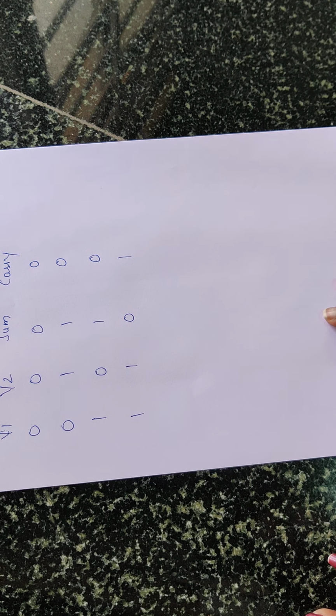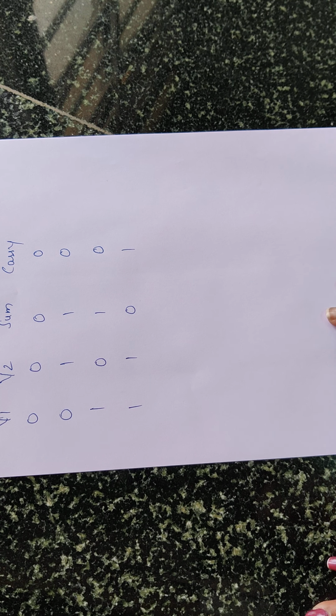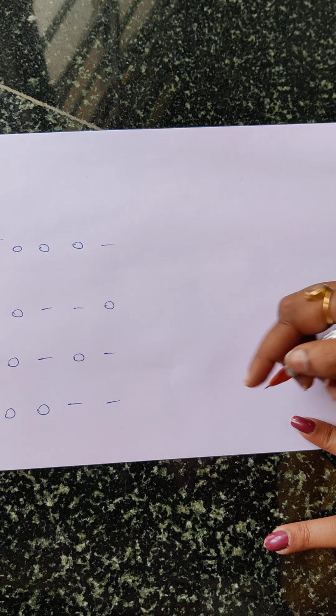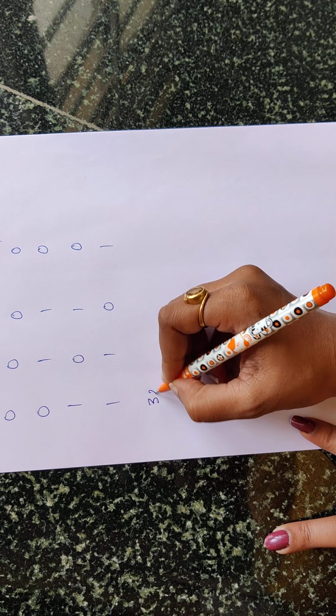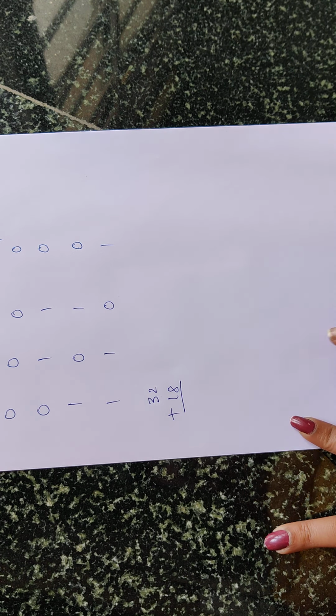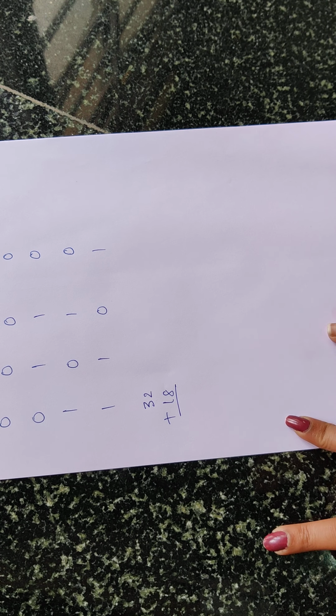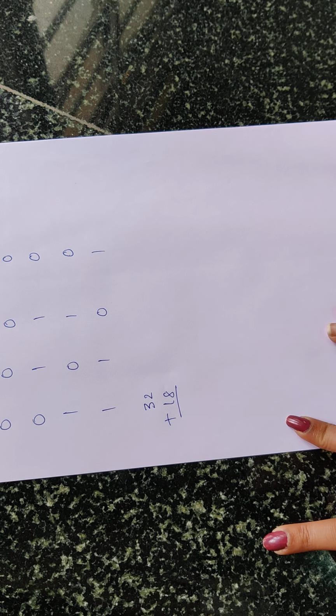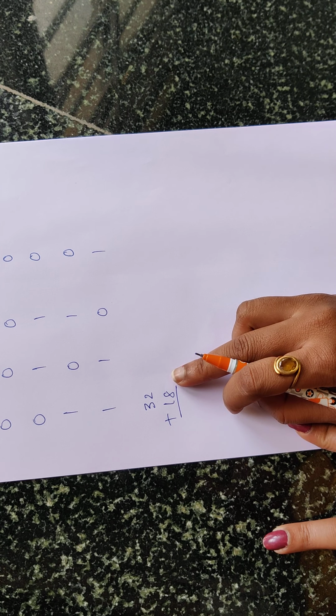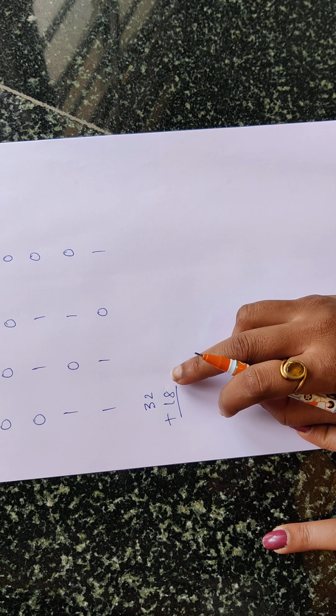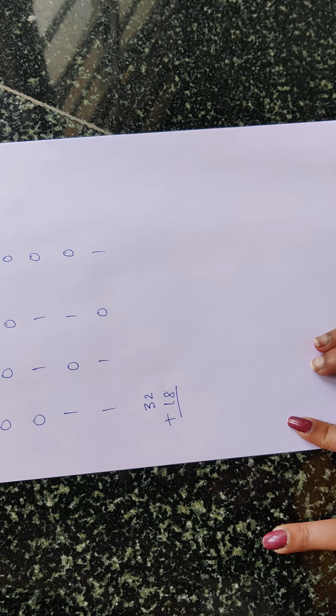We have already solved plenty of examples, but just as a revision, let me take one small example: 32 plus 18. When the given numbers are in decimal, first you have to convert them into binary. We know how to convert a given decimal number into binary: take the given decimal number and divide it by 2, then you will get the equivalent binary number.